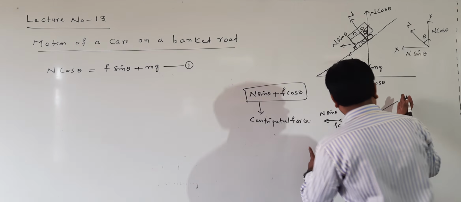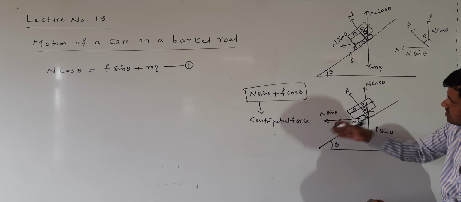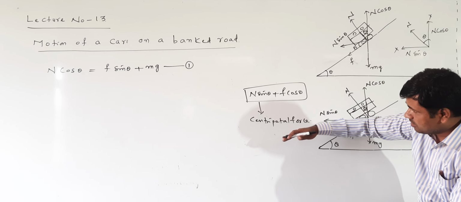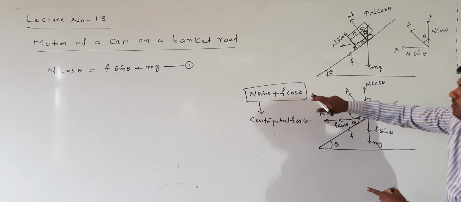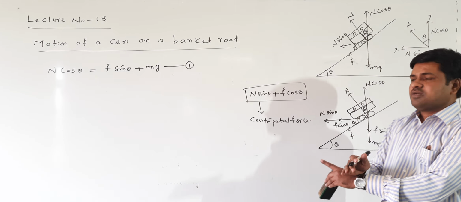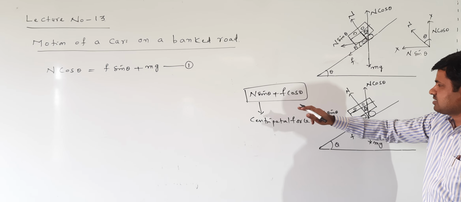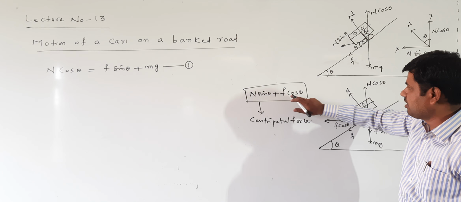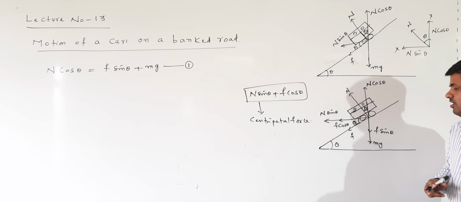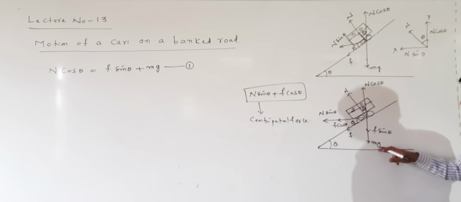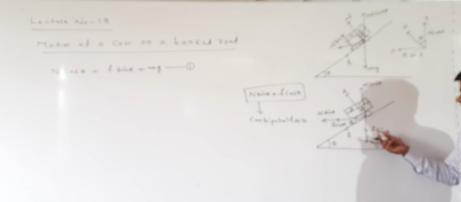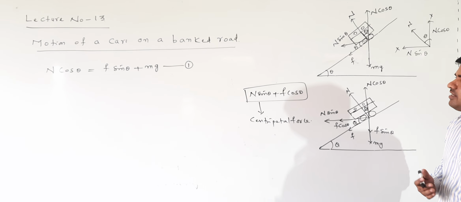This is a curved road, meaning towards the center, centripetal force is provided. Who provides the centripetal force? This n sin theta plus f cos theta provides the centripetal force. By adding, both are acting in the same direction. Here also I am adding f sin theta plus mg. Both vectors are in the same direction, so we can add directly.